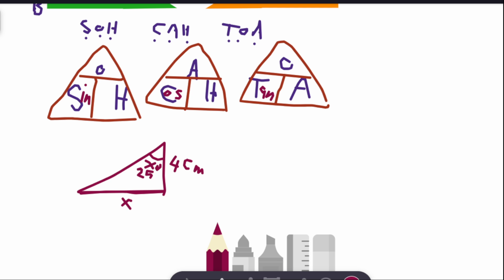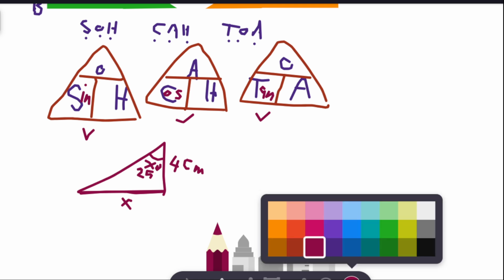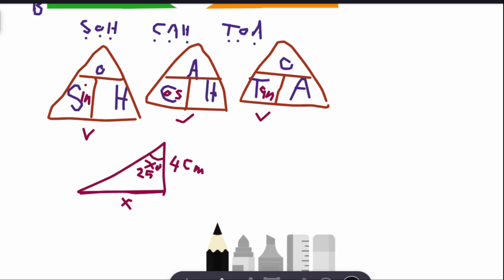We will first need to know, will we use SOH, CAH, or TOA? How do I know? It depends on what I have. So I have this side, which is adjacent to this angle. So I have A. And they ask me to find this side, which is opposite to the angle. So I need O. So I have A and I want O. Which one of these 3 rules, 3 triangles, has O and A? It's this one. So we will use this.